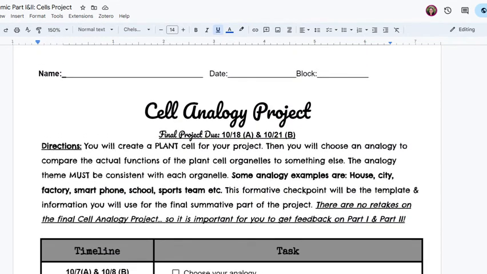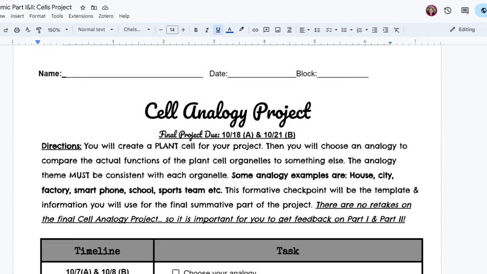All I'm doing today with the cell analogy project and all I'm expecting you to do today is just know that we have a project coming and to kind of get thinking about it, because the next few days after the test, we're really going to get into the cell analogy project and give you a couple in-class work days to get a lot done on that. So hopefully you don't have too much of it to do at home.